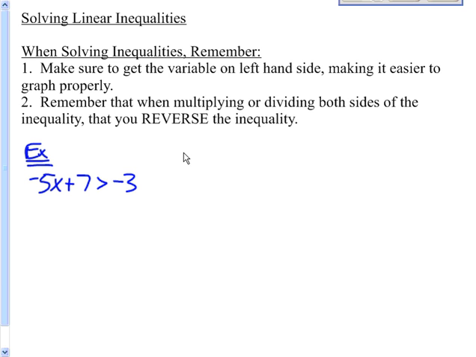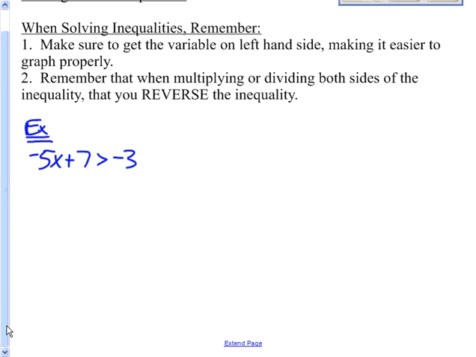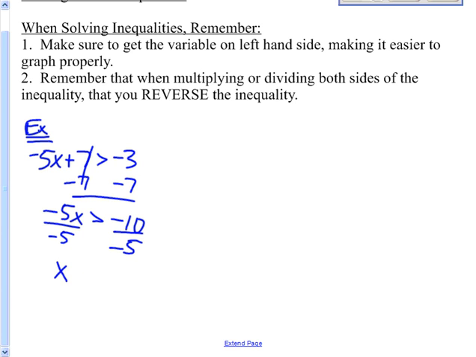Okay, so let's look at this first example here and you'll see why you have to reverse that inequality. So just like you would solve an equation, you're going to isolate that x value. And then right here, to solve for x, you got to divide it by a -5. So again, if you divide both sides by a negative number, you must reverse the inequality.